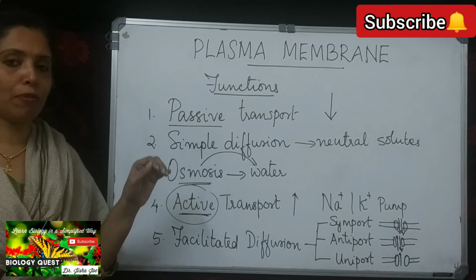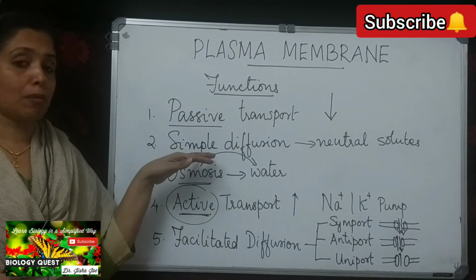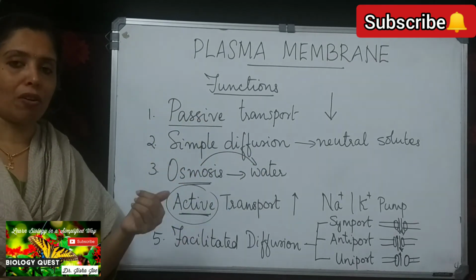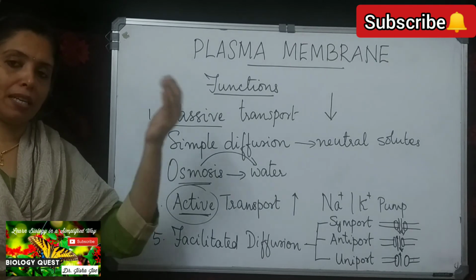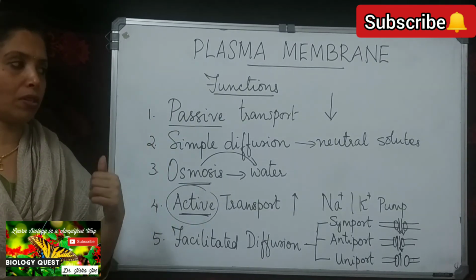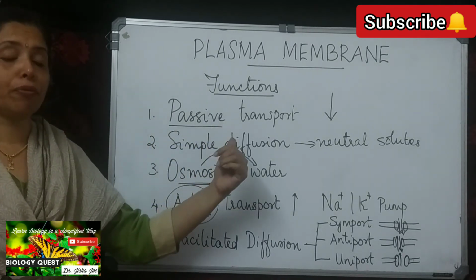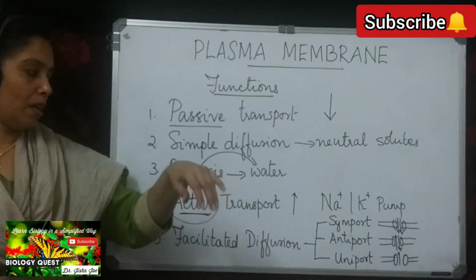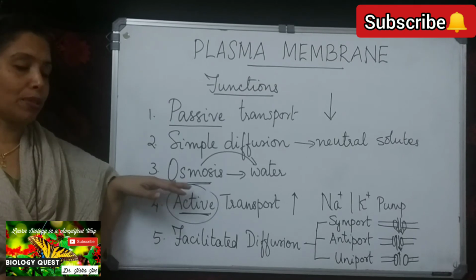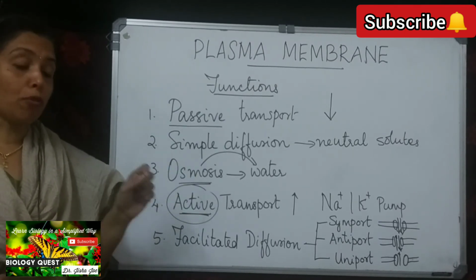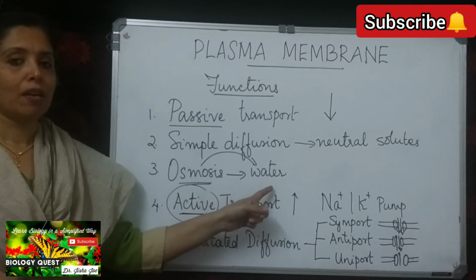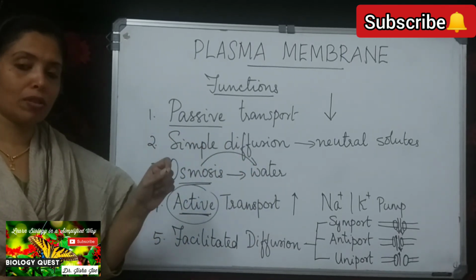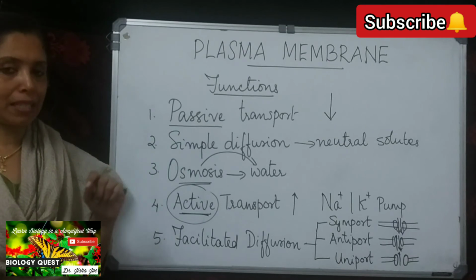The second type of transport occurs by simple diffusion. Here also the movement occurs along the concentration gradient from higher concentration to lower concentration, and this type of movement occurs in the case of neutral solutes. Coming to the third type of transport, that is osmosis. It is the movement of water molecules from a region of their higher concentration to a region of their lower concentration across the plasma membrane.